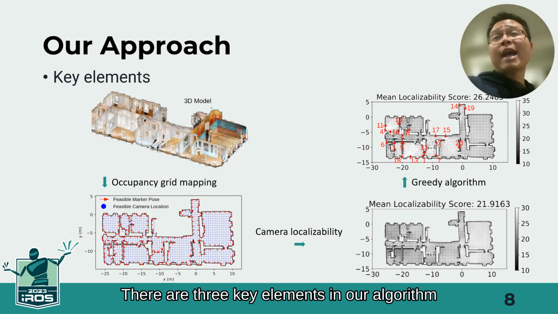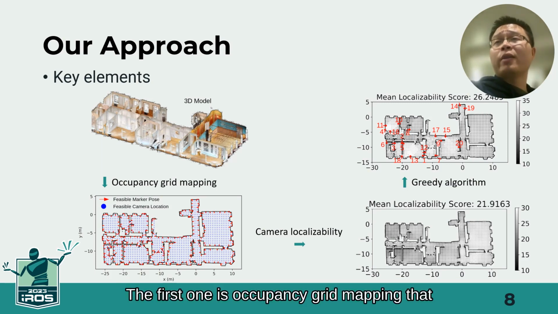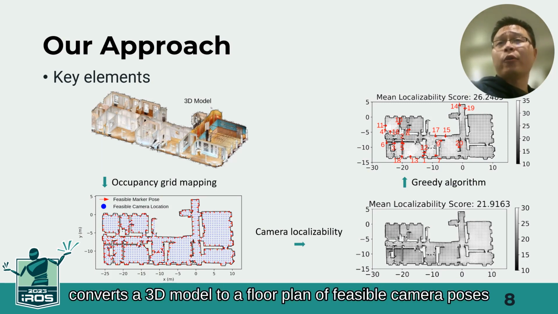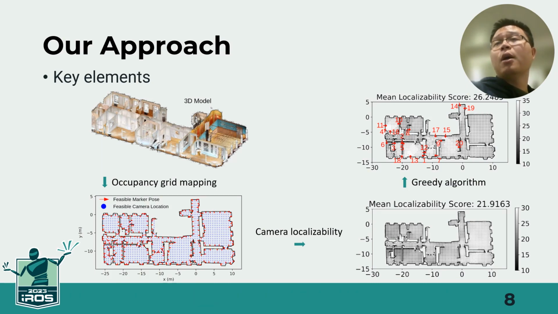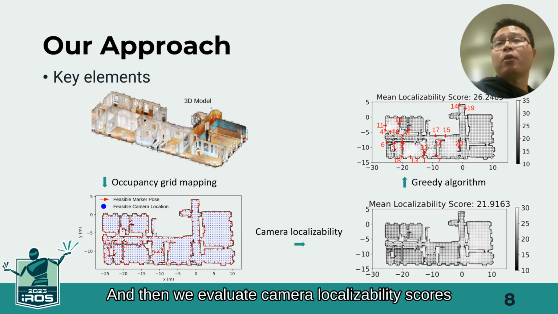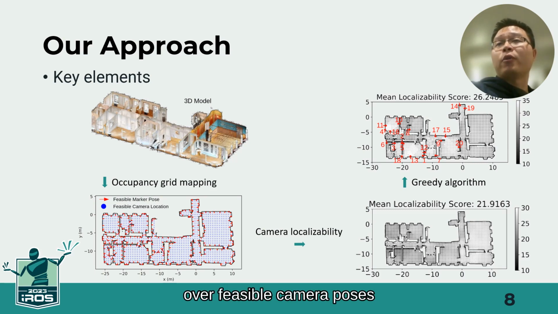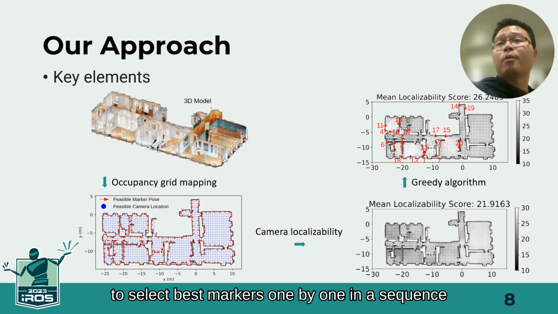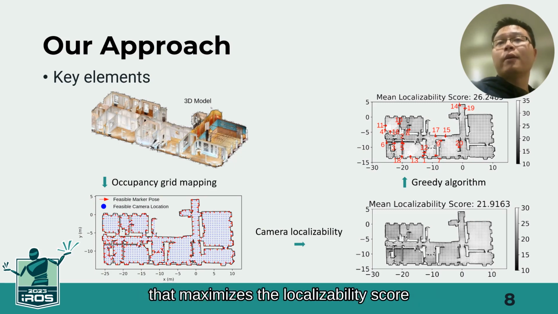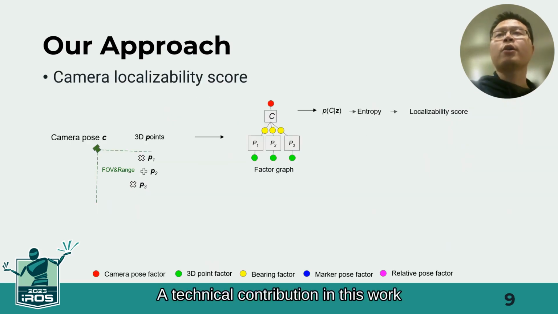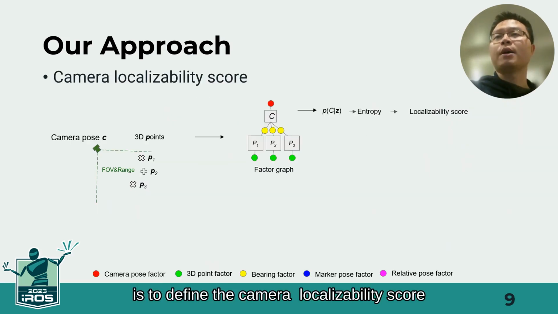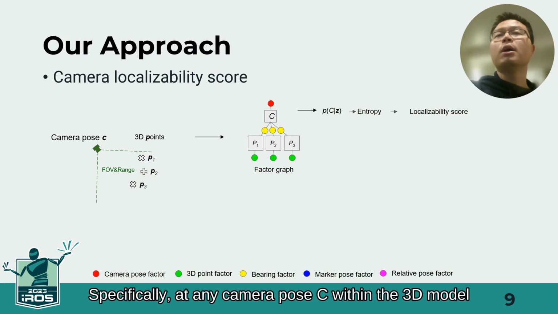There are three key elements in our algorithm. The first one is occupancy grid mapping that converts a 3D model to a floor plan of feasible camera poses and marker positions. And then we evaluate camera localizability scores over feasible camera poses. Finally, we use a greedy algorithm to select best markers one by one in a sequence that maximizes the localizability score.